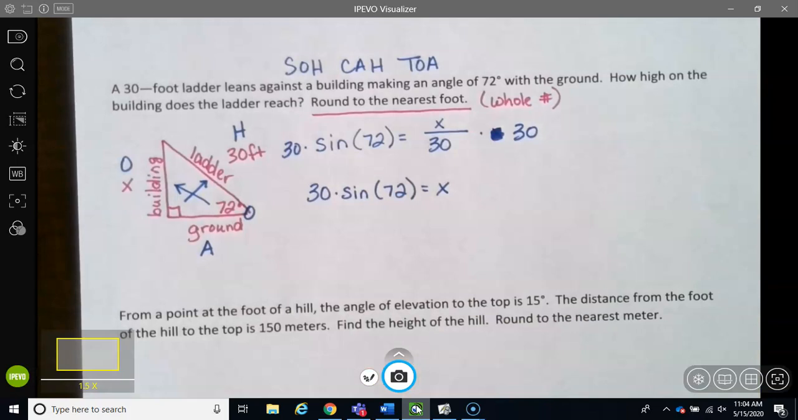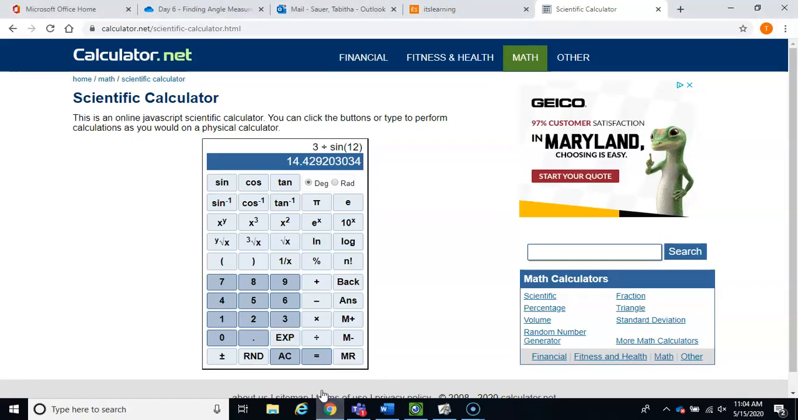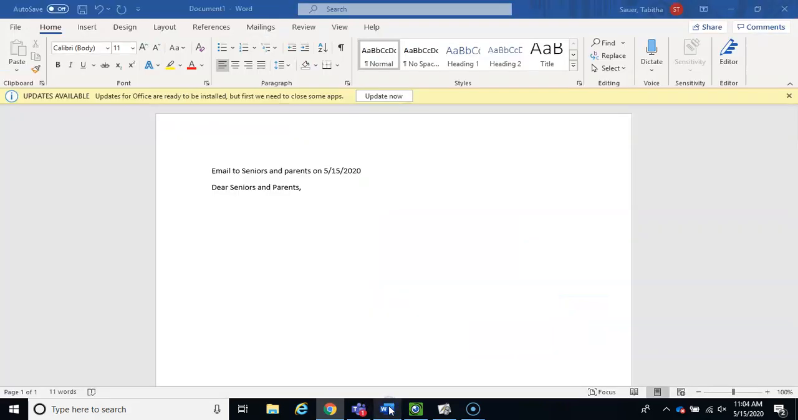X is by itself now, so we can go ahead and plug 30 times sine of 72 into our calculator. Clear this out. 30 times sine of 72. And we get 28.53, but remember they told us to round to the nearest foot, so they want us to round to the nearest whole number. So 28, and then you notice to the right of the 8 we have a 5, so that 5 bumps up that 8 to 29. Oops.